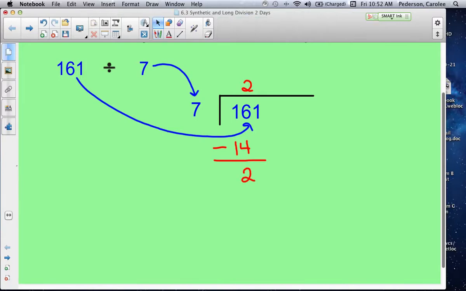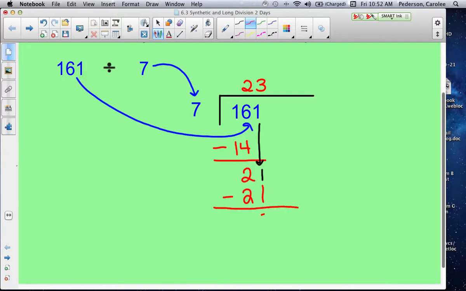And then what we did next is we would bring down this next place, which is 21 now. Because 2 cannot go in, or 7 cannot go into 2. So now we say, does 7 go into 21? Yes. It goes in 3 times. And now we multiply. 7 times 3 is 21. Now we subtract, be very careful, and we get 0. Our remainder is 0. So our answer then is 161 divided by 7 equals 23.